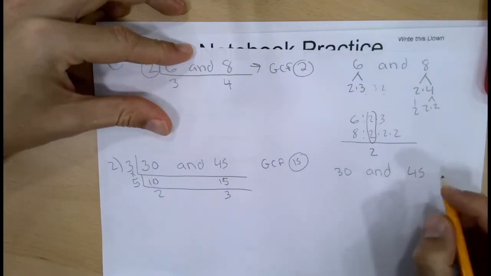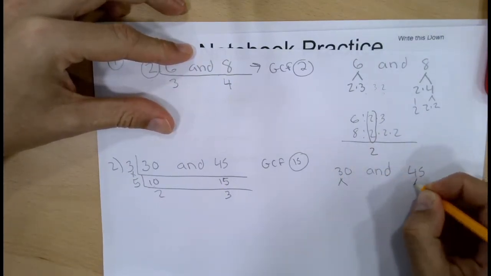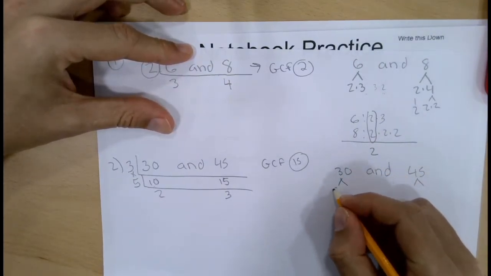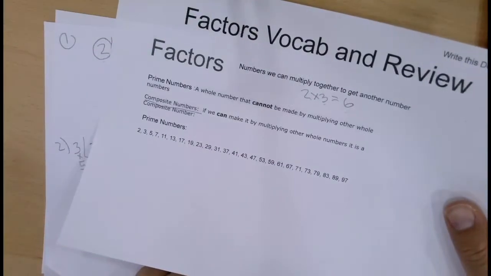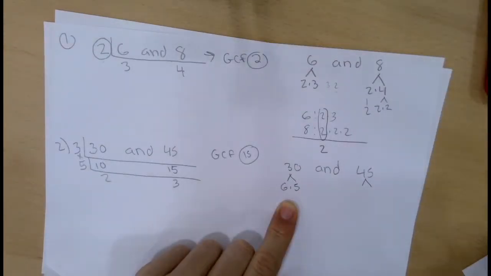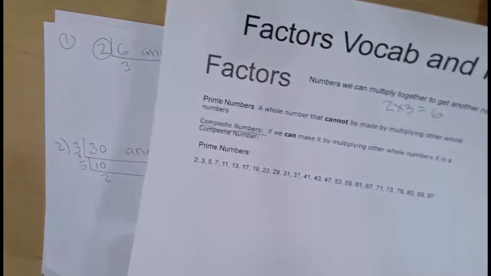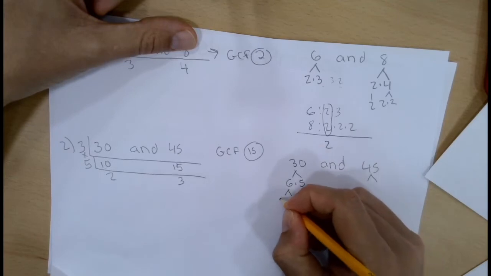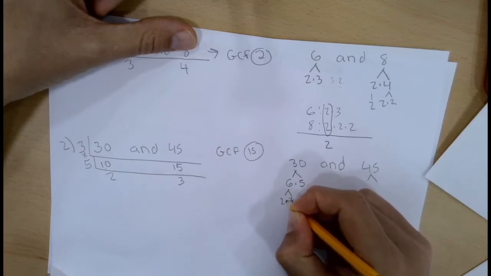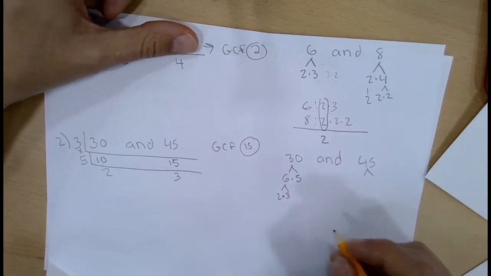Now let's do it another way. 30 and 45. 2 factors of 30: 6 and 5. I'm going to look for prime numbers on my list here because I don't have those memorized. 5 is a prime. But 6 needs to be broken down. What is it called when it's not a prime number? It's a composite number.